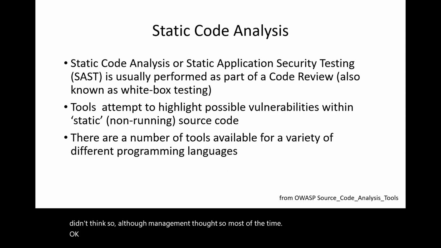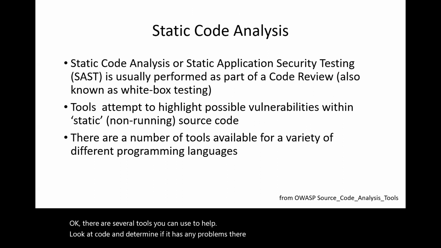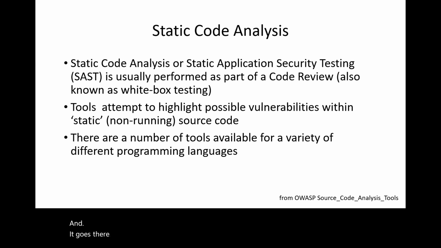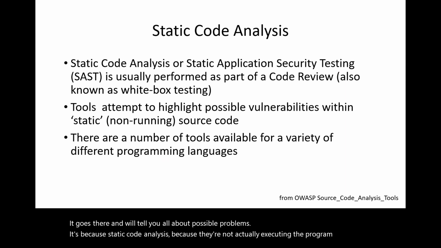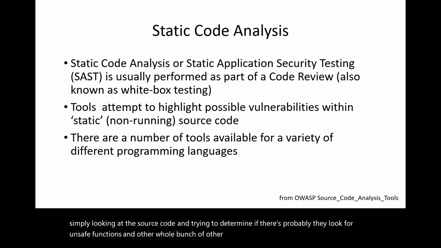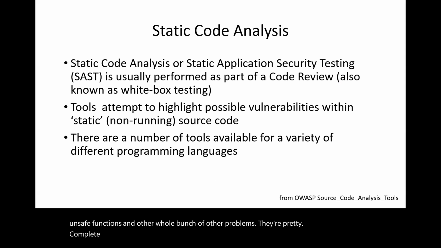Okay. There are several tools you can use to help look at code and determine if it has any problems. There's static code analysis. Static code analysis looks at the source code. It reads the source code and looks for potential flaws, and it will tell you all about possible problems. It's what they call static code analysis because they're not actually executing the program. They're simply looking at the source code and trying to determine if there's a problem. They look for unsafe functions and a whole bunch of other problems. They're pretty complete, they look at a lot of different issues.